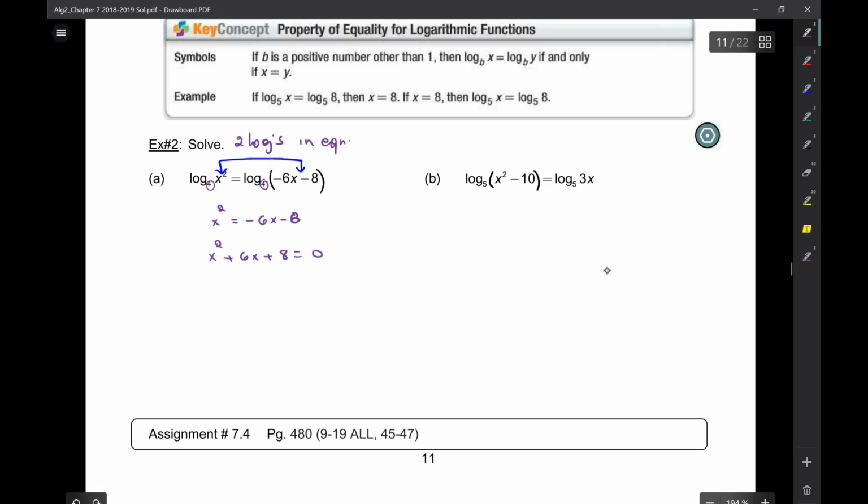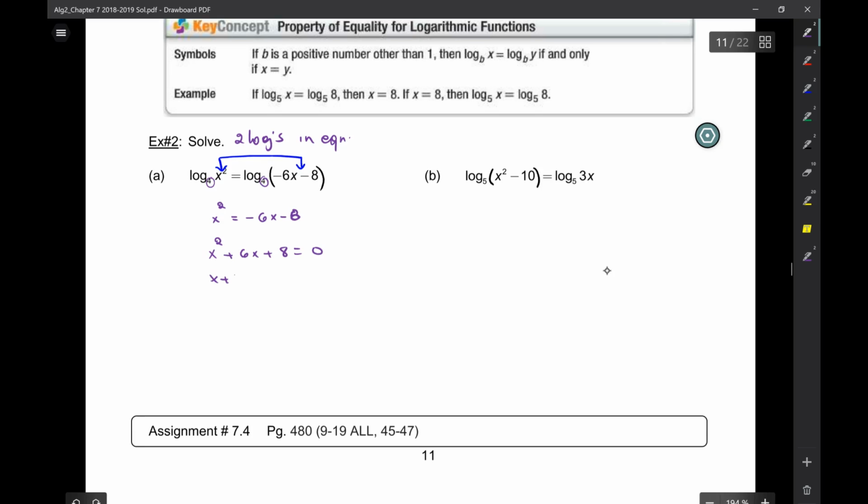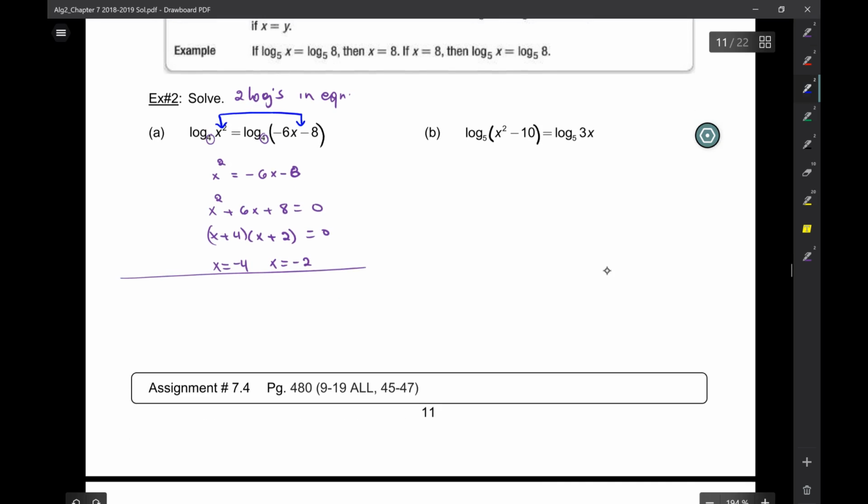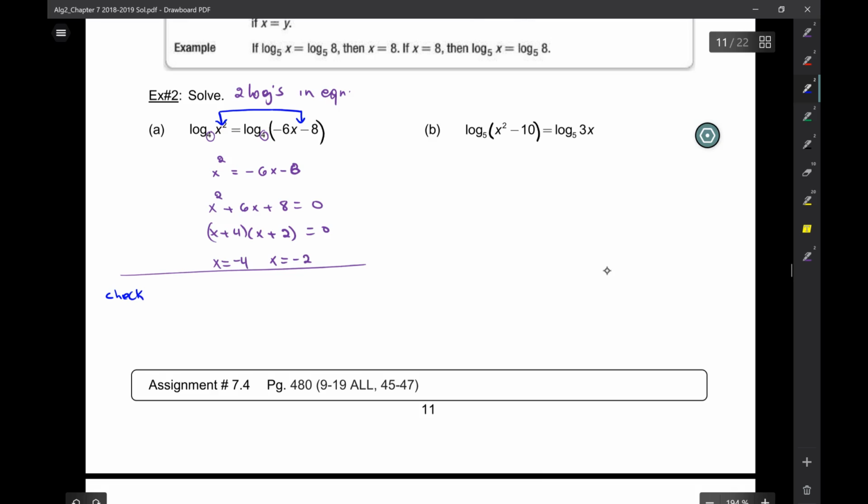Does that factor? X plus 4, x plus 2 equals 0. X equals negative 4, x equals negative 2. Now, once you have your answers, you have to go and check. You have to check that the left and the right are the same, and also that when you put the value of x inside the log, you don't end up with a negative value inside the log. So you can't have log of a negative number. All right? So let's see.